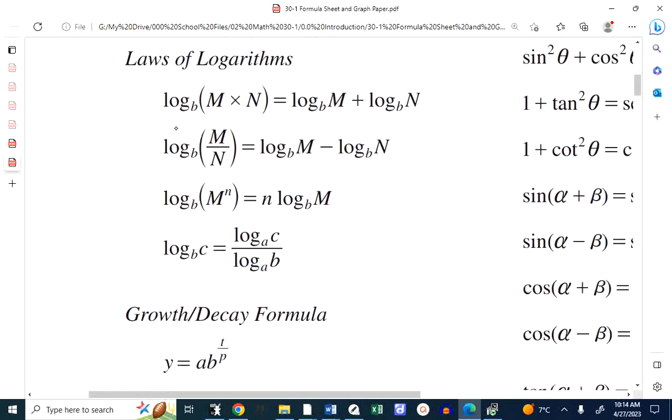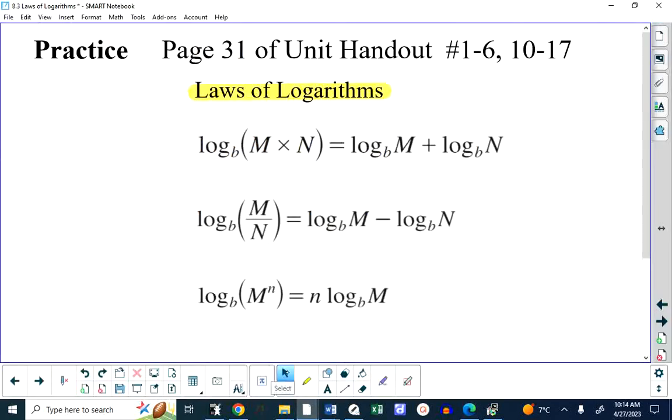The next unit, by the way, is just a real heavy algebra unit. There's some other issues that we're going to deal with. And then the final unit is something totally different. Page 31 of the handout, 1 to 6, 10 to 17.